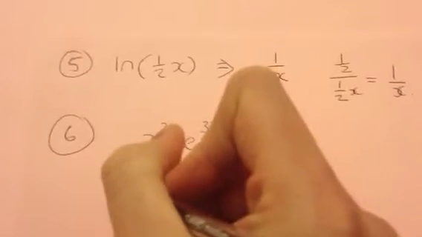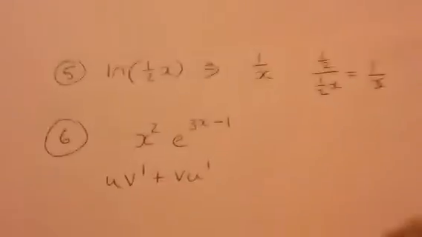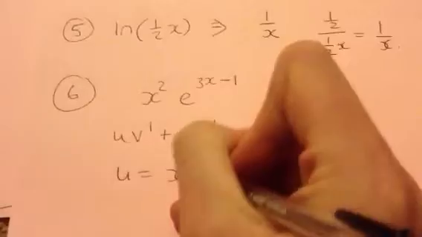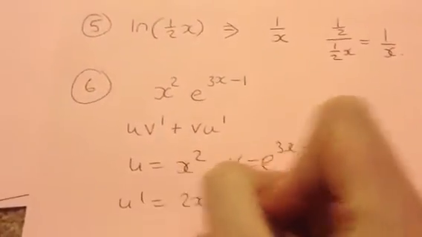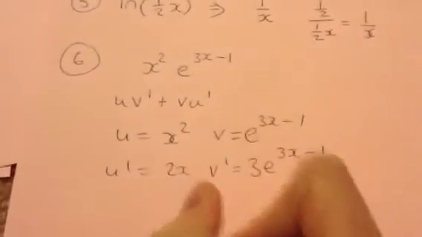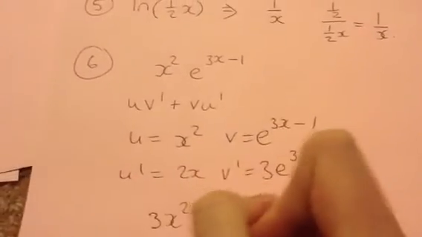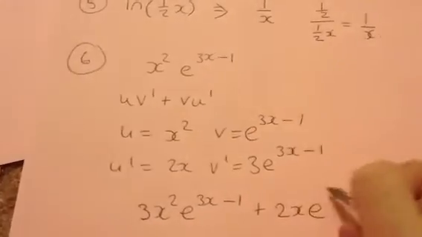Now this is a product rule, also known affectionately as UVU. So uv dash plus vu dash, okay? Now, let's write it out carefully. u is x squared, v is e to the 3x minus 1, u dash is 2x, v dash is 3e to the 3x minus 1. So I do uv dash plus vu dash, so I get 3x squared e to the 3x minus 1, plus vu dash, so 2x e to the 3x minus 1. Right, we're tearing through these at the minute.